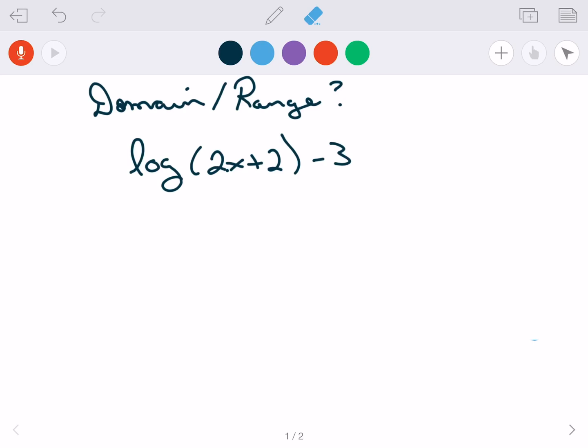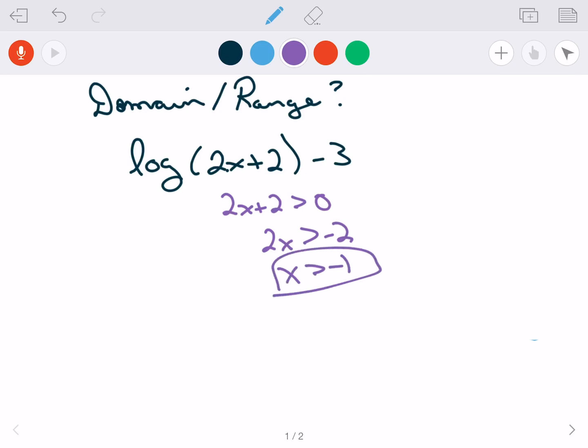All right, so domain is really easy. All you're going to do is set your 2x plus 2 greater than 0 and solve for x. So x is greater than -1. So that is your domain, or you could also write it as (-1, infinity) with parentheses in interval notation. Range is always going to be all real numbers, but you may have to identify this on a graph.